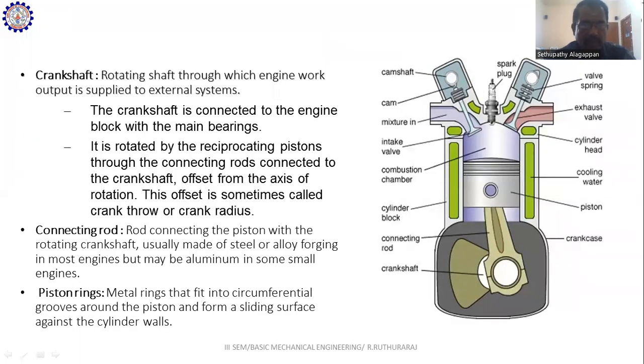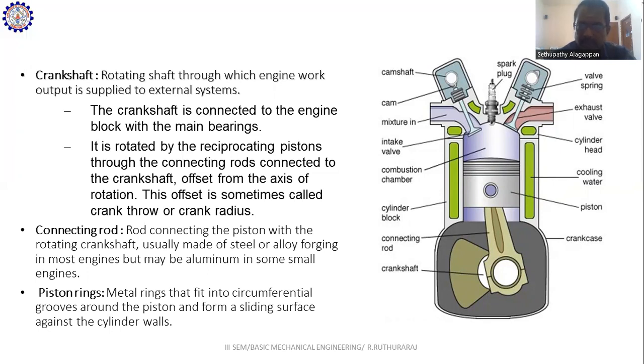So the crankshaft is the rotating shaft through which engine work output is supplied to an external system. The crankshaft is connected with each piston. It is rotated by the reciprocating pistons through the connecting rods, mounted in the engine block on main bearings, and connected to the crankshaft offset from the axis of rotation. This offset is sometimes called crank throw or crank radius. Then the connecting rod is used to connect the crankshaft and the piston.